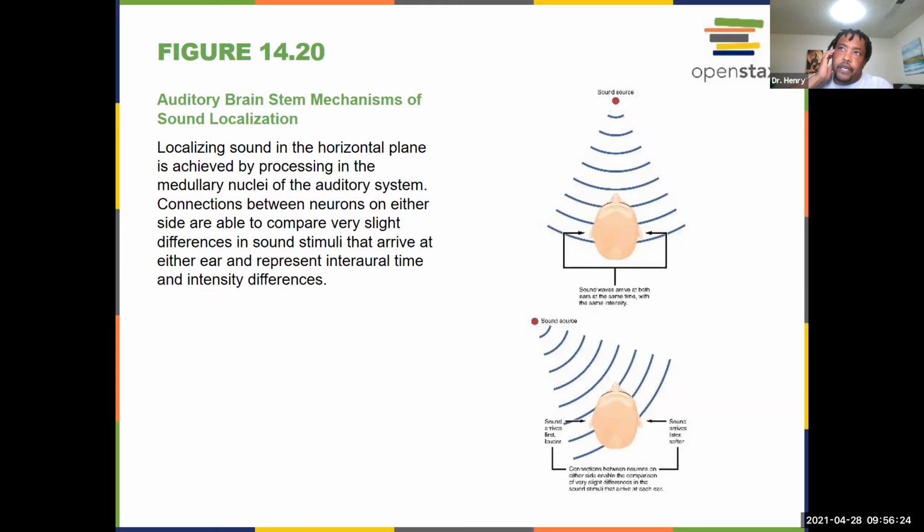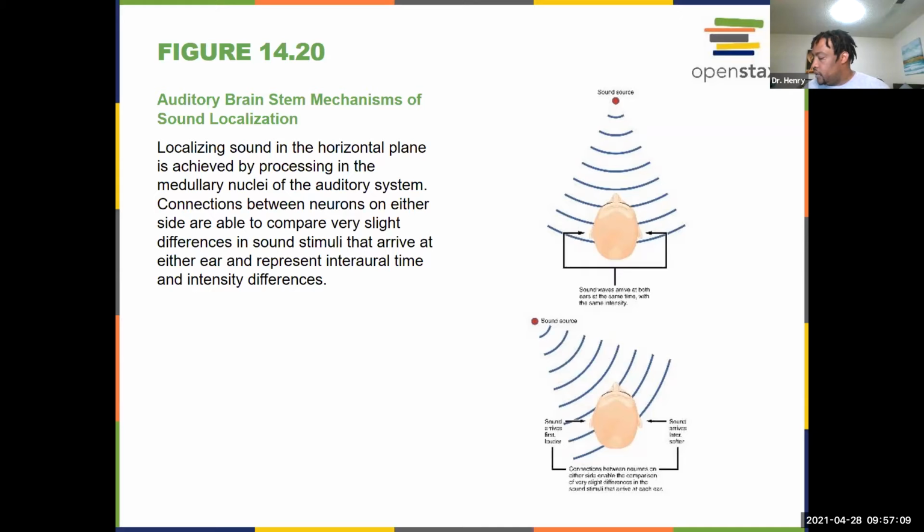This is going to be the auditory brain system mechanism of sound, and where it's located. If the source of sound is to our left, the ear on the left is going to be the one that hears it first, and it's going to be louder. The sound on our right, I mean the ear on our right-hand side, is going to arrive a little bit later, and it's going to be softer.